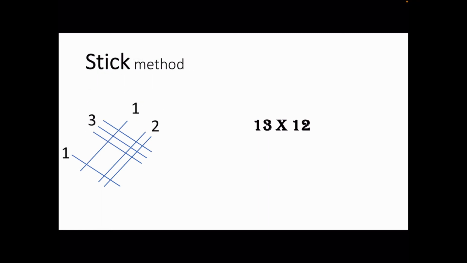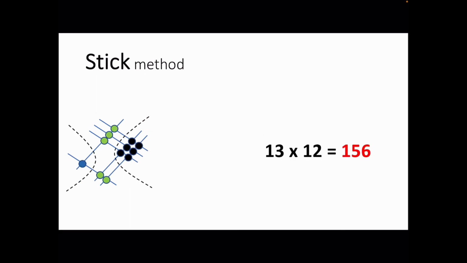Next up, we have the stick method. In this method, we're going to use sticks to represent the number. So 1 and 3 and 1 and 2. So 13 into 12. Now, we're going to count the number of intersections in this part, and this part. So 1 intersection here, that'll give 1. 3 plus 2 intersections here, that'll give us 5. And 6 intersections here, that'll give us 6. So 13 into 12 is equal to 156.